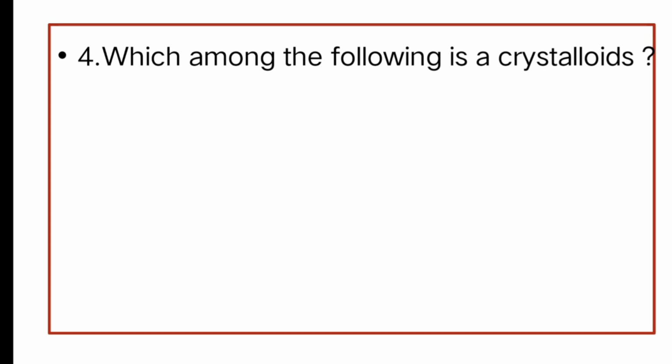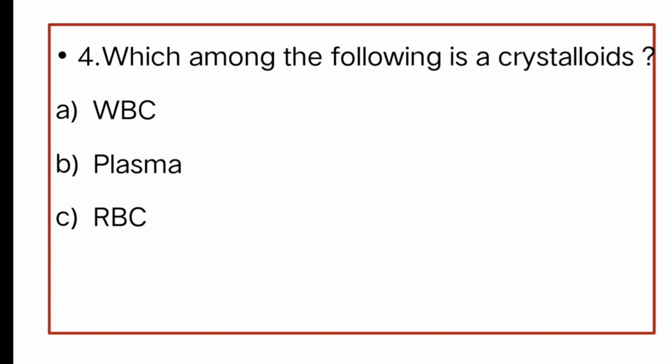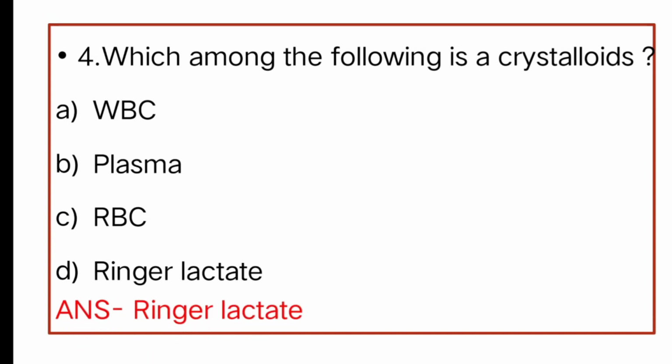So next question, which among the following is a crystalloid? Option A WBC, option B plasma, option C RBC, and option D Ringer lactate. Among these four options, WBC, plasma and RBC are considered as colloids. We have crystalloids and colloids. Crystalloids are NS and RL. Again, crystalloids are classified into isotonic, hypertonic and hypotonic. Among these four options, the first three, WBC, plasma and RBC, are colloids. They do not come under crystalloids, whereas option D, Ringer lactate, comes under crystalloids.